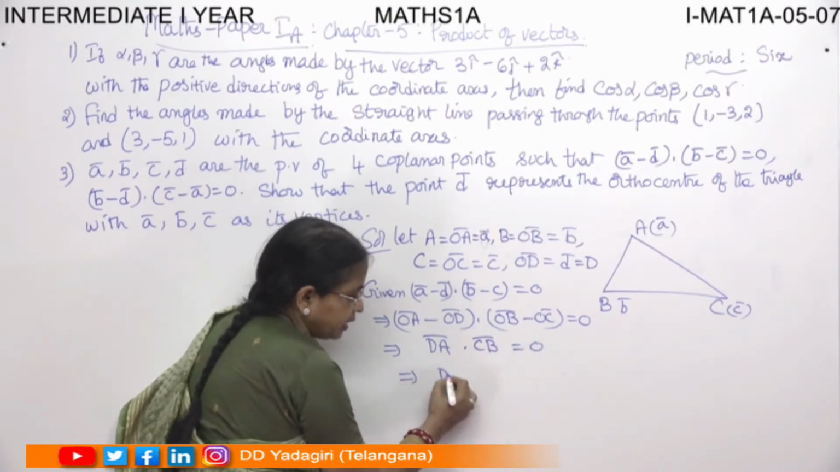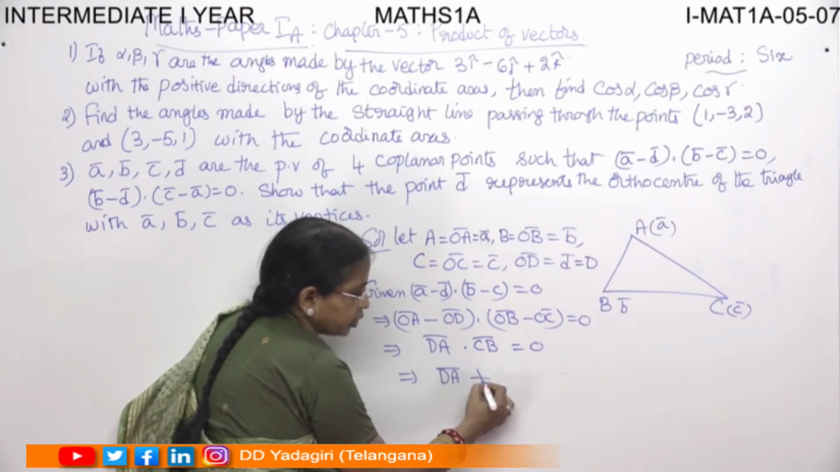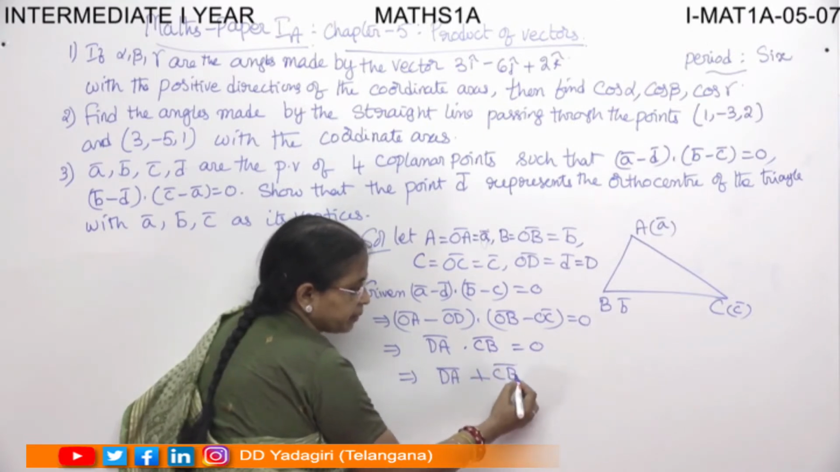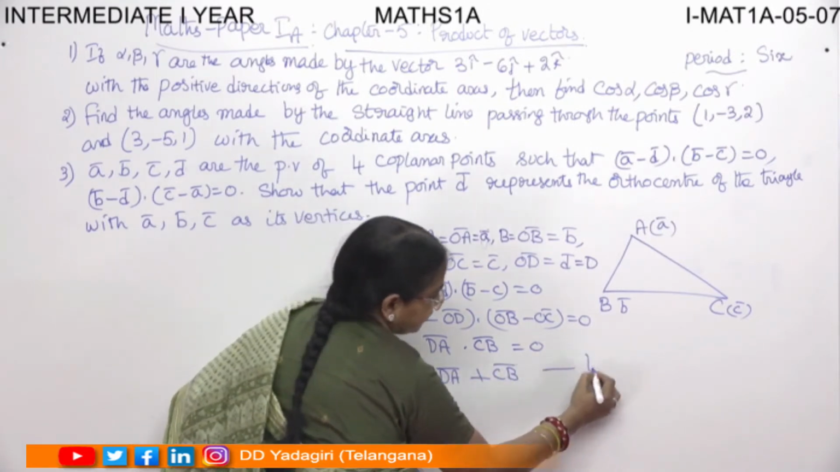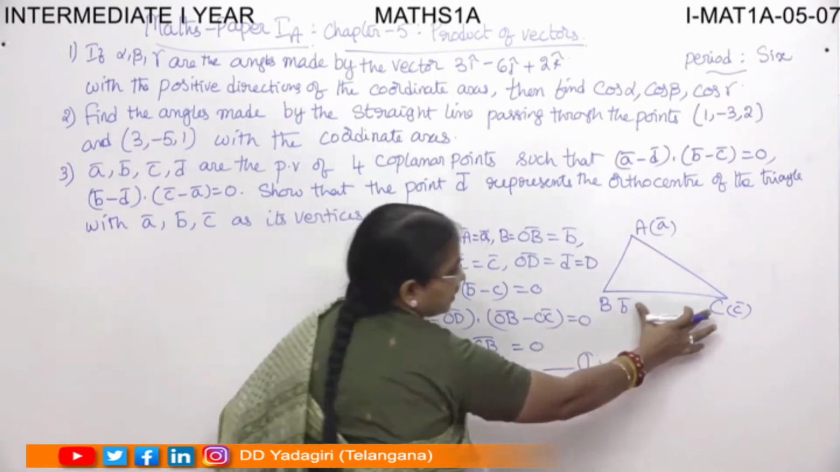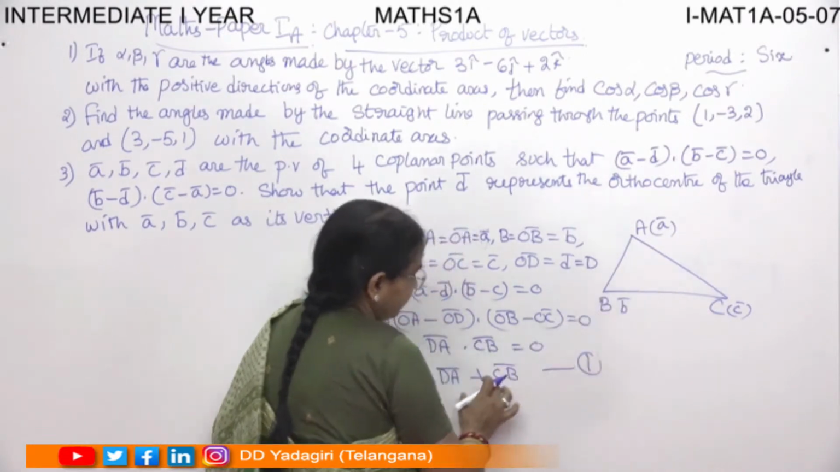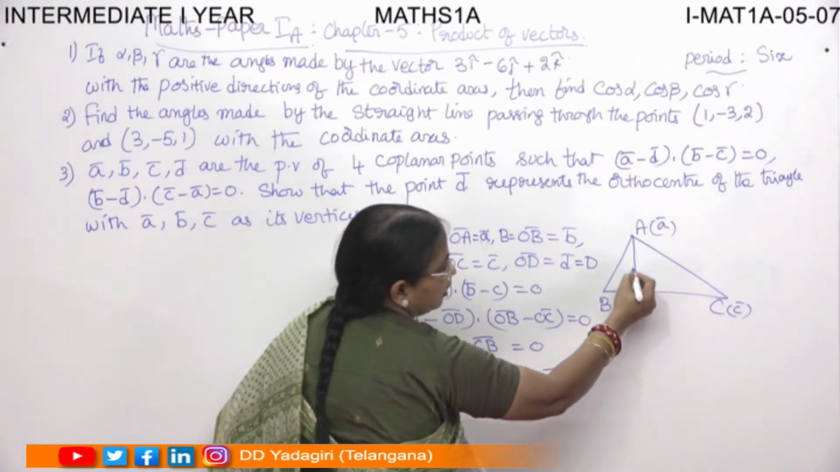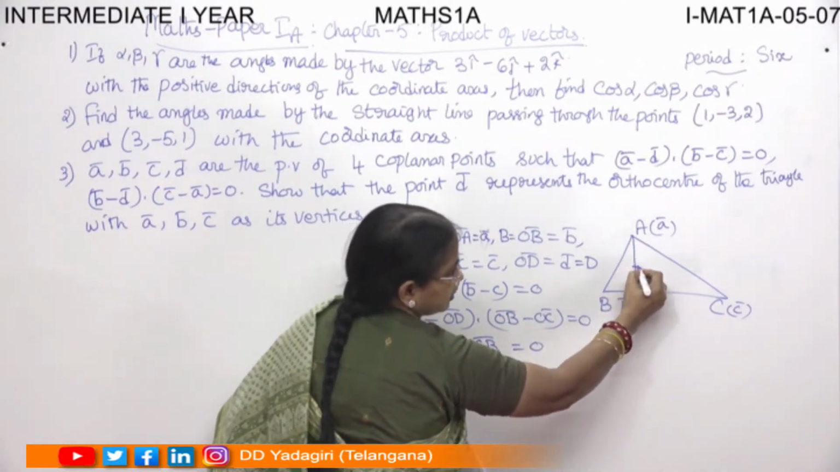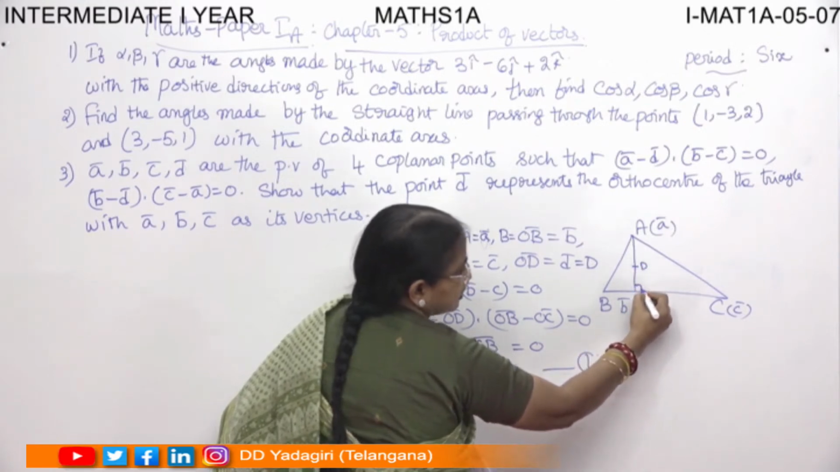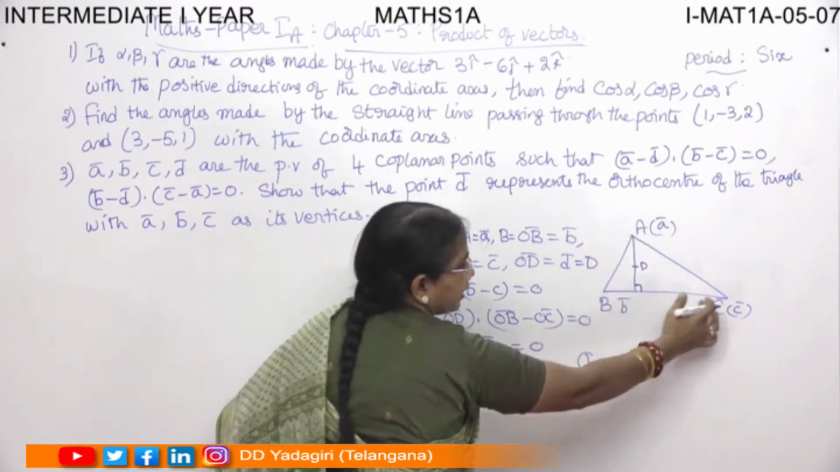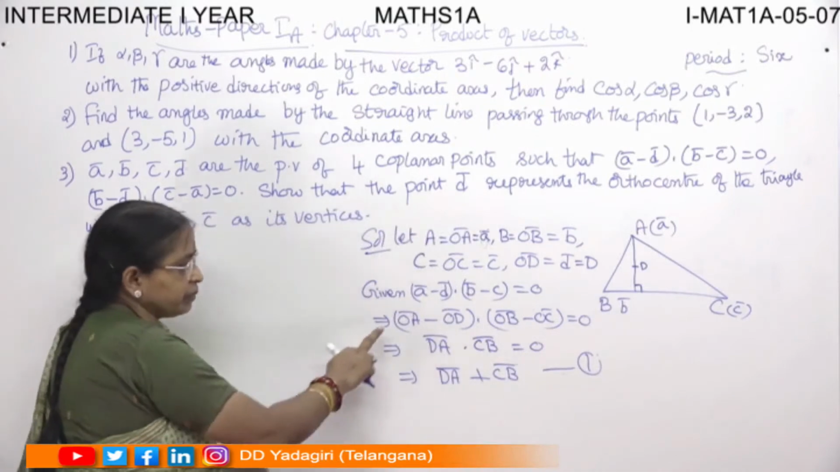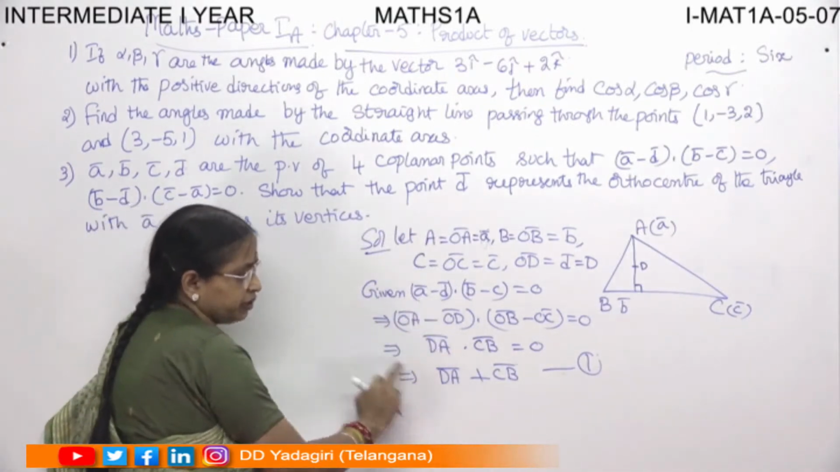That means DA is perpendicular to CB. So you have CB, this is CB or BC. For this you have DA. So through A you are drawing one vector. So this is D, and so this is DA. DA is perpendicular to BC. So from the given equation, first equation, we proved this.